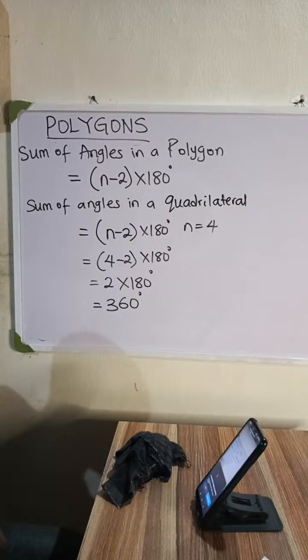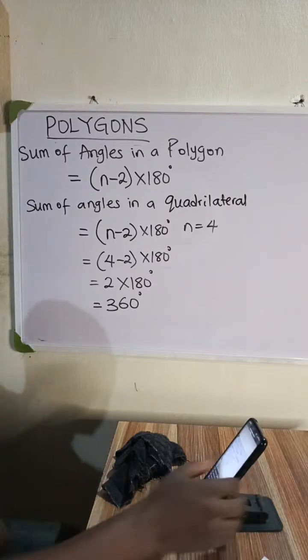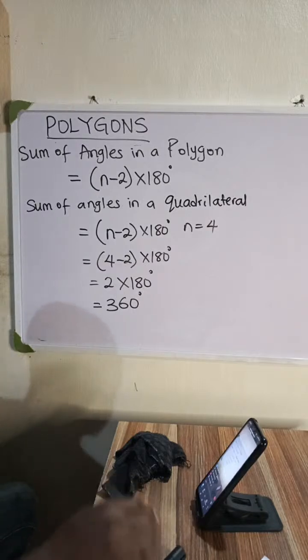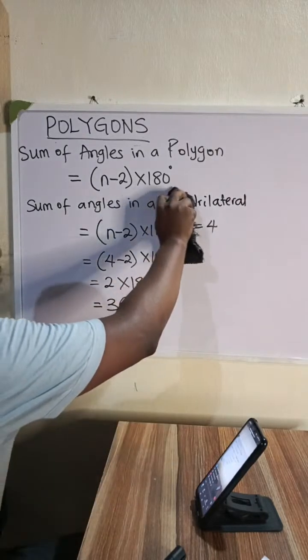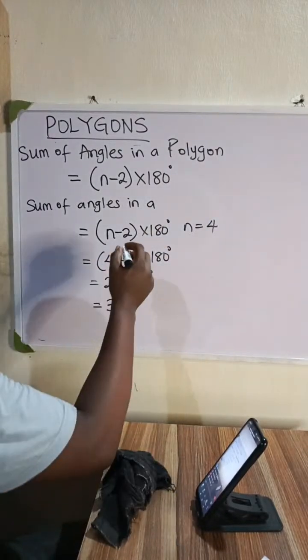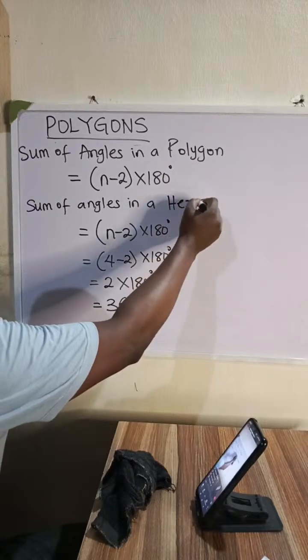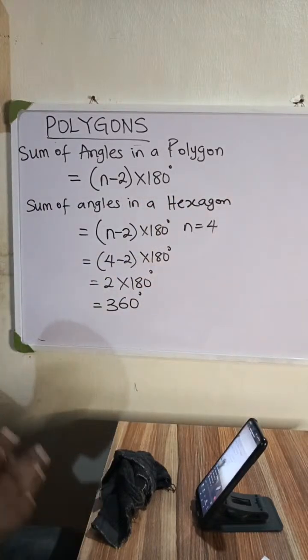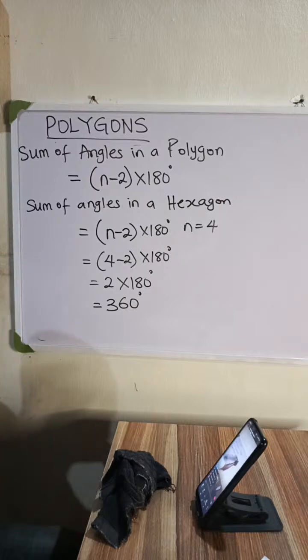So next, you guys should find the sum of angles in a hexagon. Sum of angles in a hexagon. Fastest person to get the answer, 3 marks. These ones will be 3 marks. No, 3 marks is too much, 2 marks.